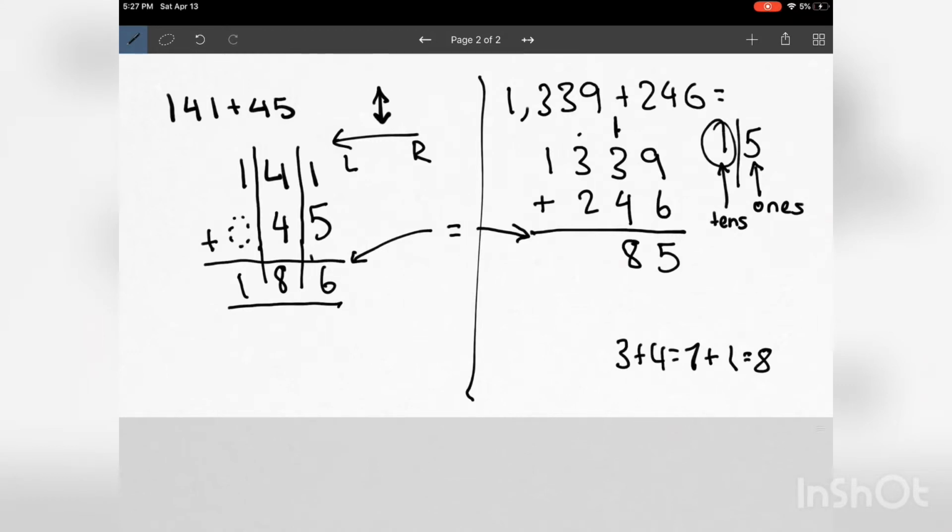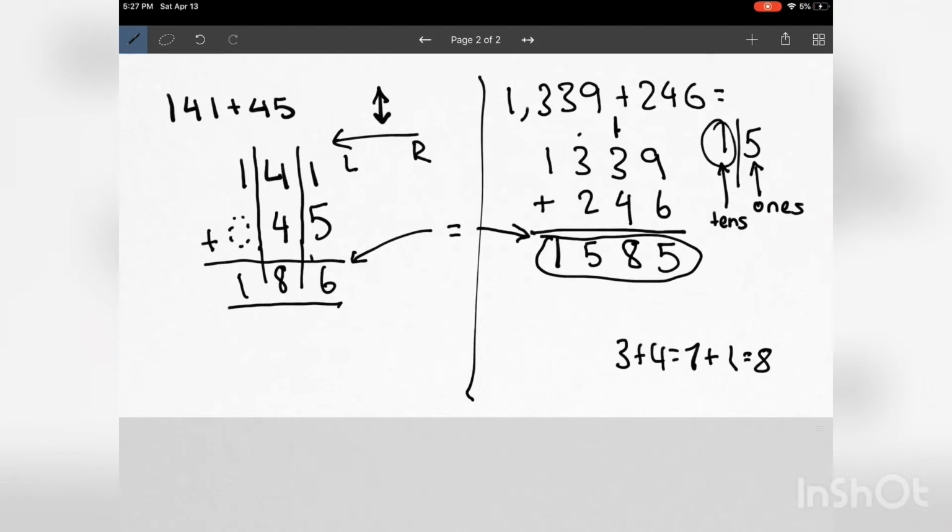we just do 3 plus 2 like always. 3 plus 2 would be 5, and 1 plus our imaginary 0, which you can write in if you want to, would be a 1. So the final answer would be 1,585.